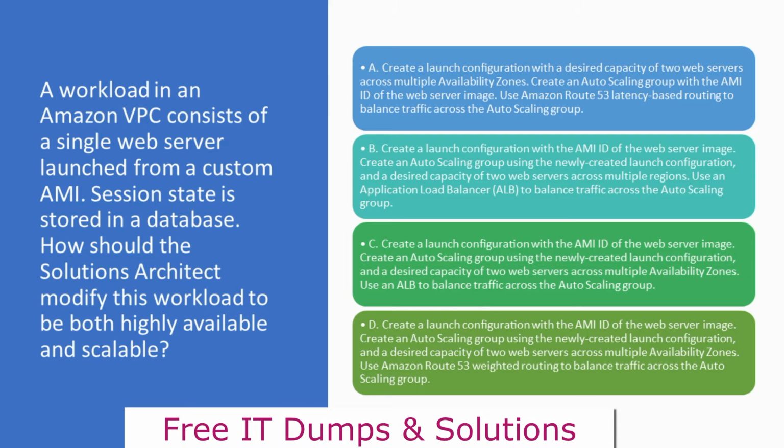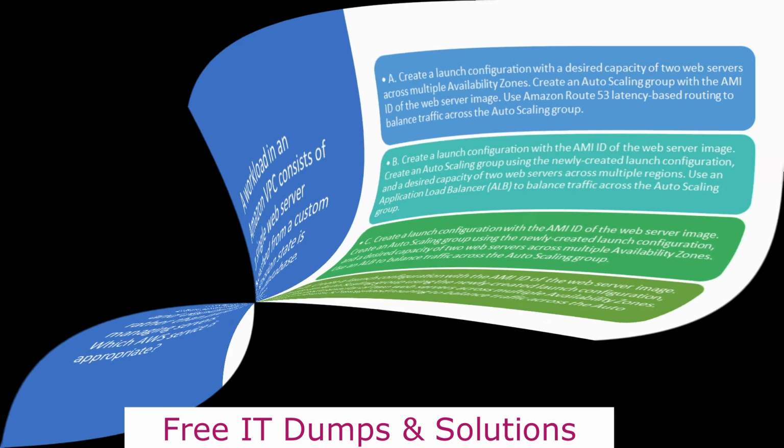Correct answer for this question is option C. Because, if you host a website on multiple Amazon EC2 instances, you can distribute traffic to your website across the instances by using an Elastic Load Balancing (ELB) load balancer. Let's talk about next question.